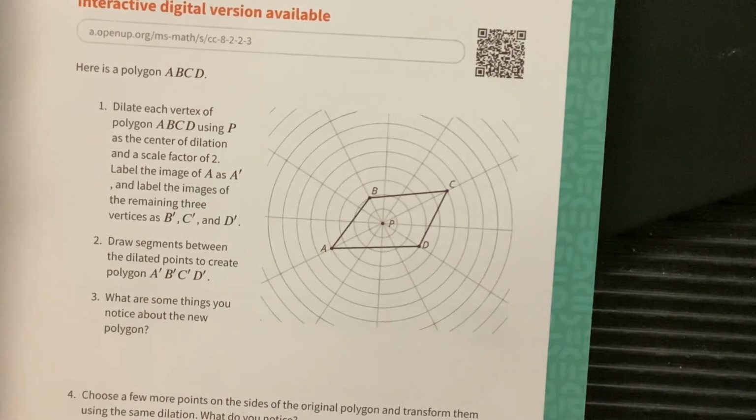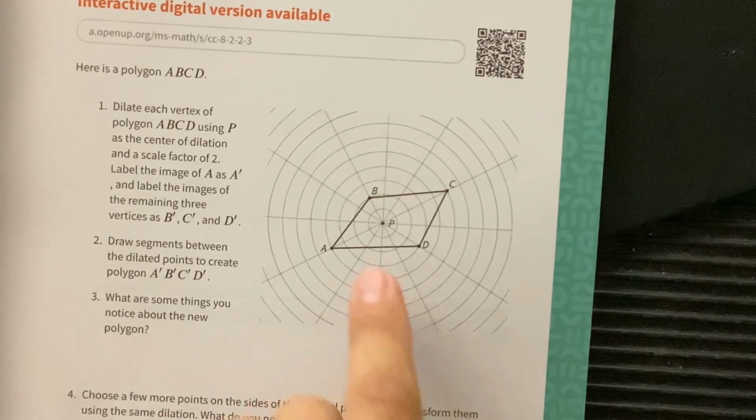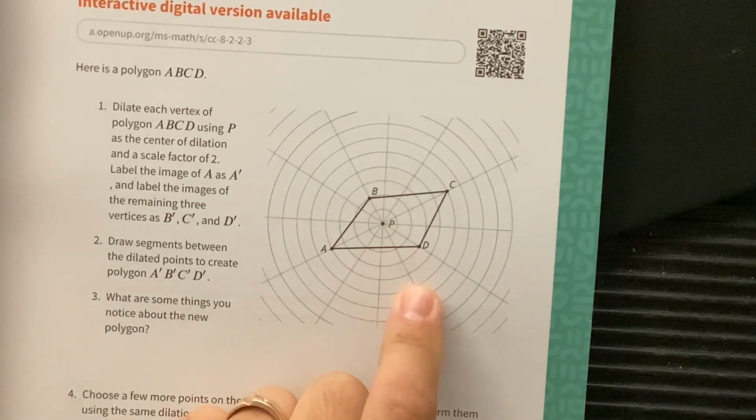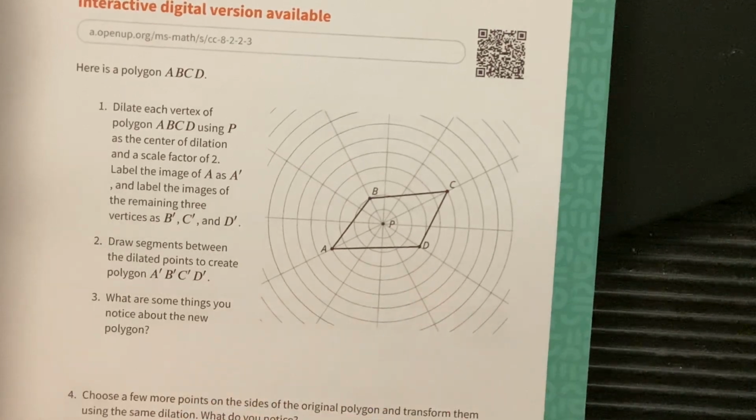Okay, page 17 here, question 3. It says dilate each vertex of ABCD using P as the center of dilation, scale factor of 2. So why don't you see if you can draw the figure now bigger with a scale factor of 2. So it should be twice as big. What you end up with should be twice as big, knowing what we just covered. Okay, use that circle. It already has it drawn for you. Use it up.